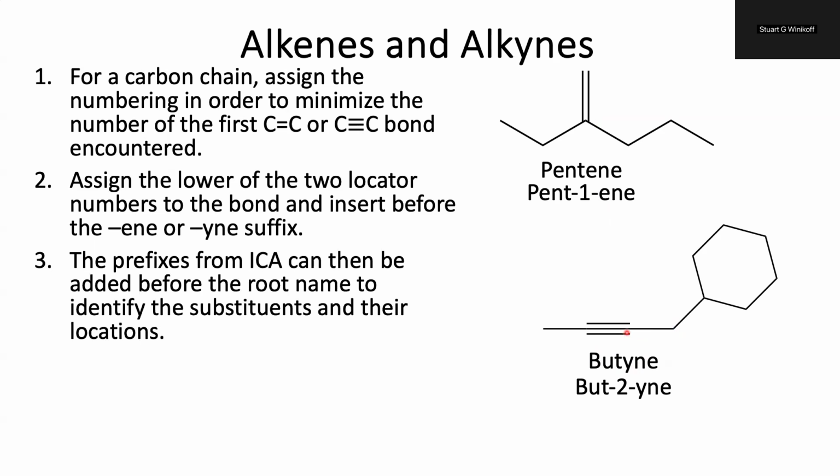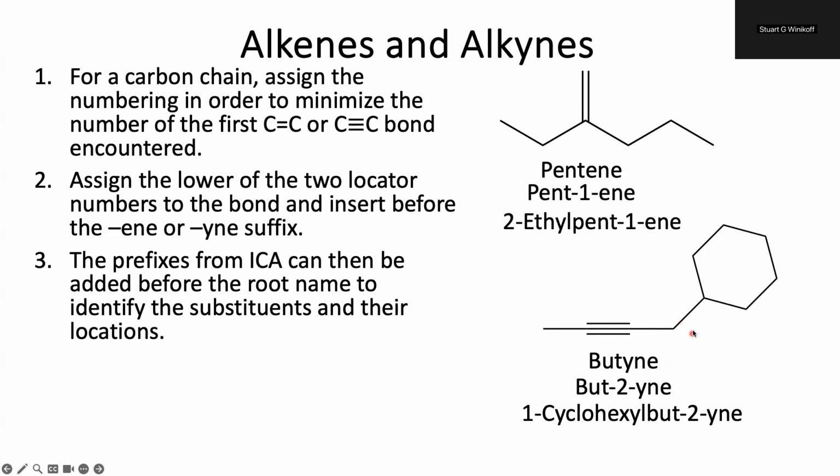Then we can take the prefixes from IUPAC and add them before the root name to identify the substituents and their correct locations. Here I have an ethyl substituent coming off that 3 position of my pentene, so I would have 3-ethylpent-1-ene. Similarly on the butyne, I could assign the 1 position here or here to still obtain that 2 position on the alkyne. So I'm going to minimize that number by making this 1-cyclohexylbut-2-yne.